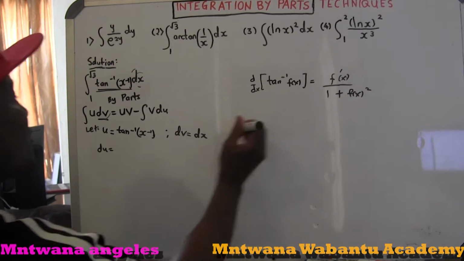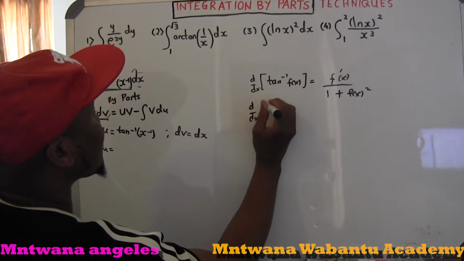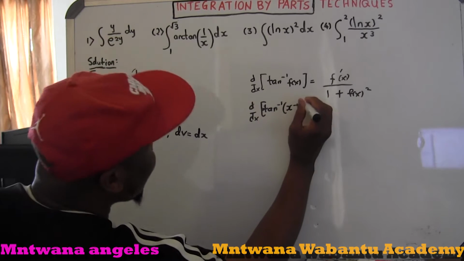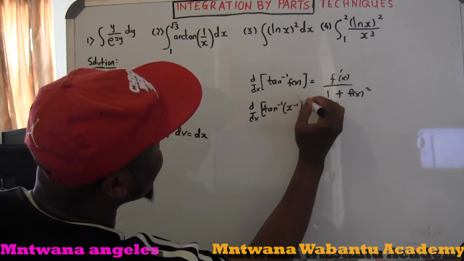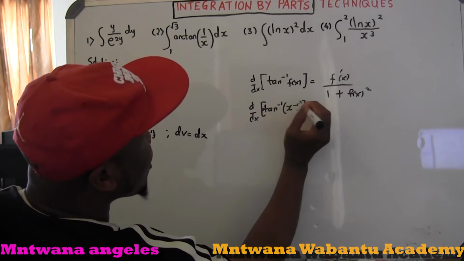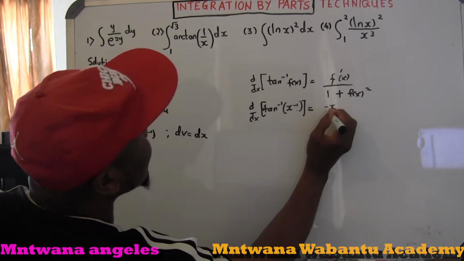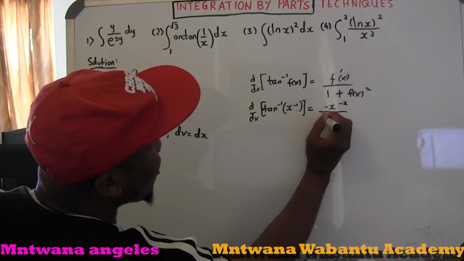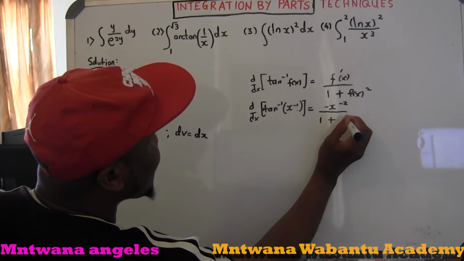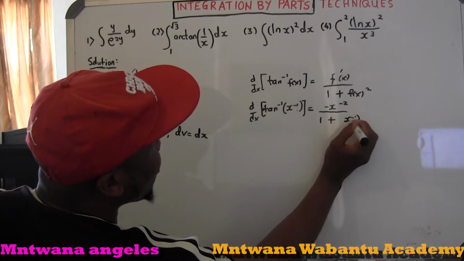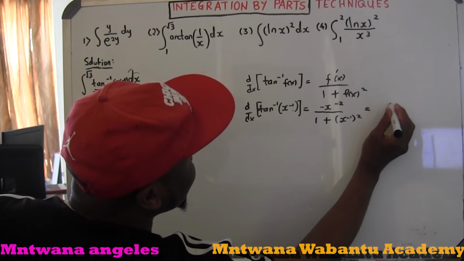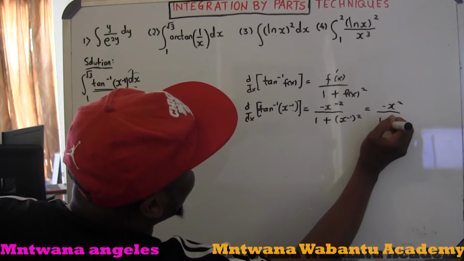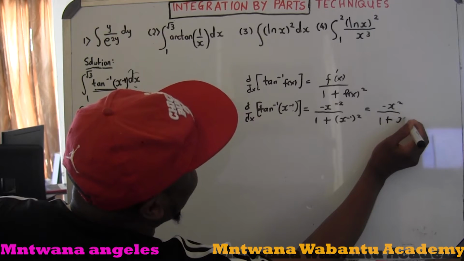So for this case, we have the derivative of tan inverse of x to the negative 1, and we have to find the derivative of this function. When you differentiate, the negative comes down, negative 1, and x to the negative 1 minus 1 gives negative 2, over 1 plus the function squared, meaning x to the negative 1 squared. So this gives us negative x to the negative 2 over 1 plus x to the negative 2.